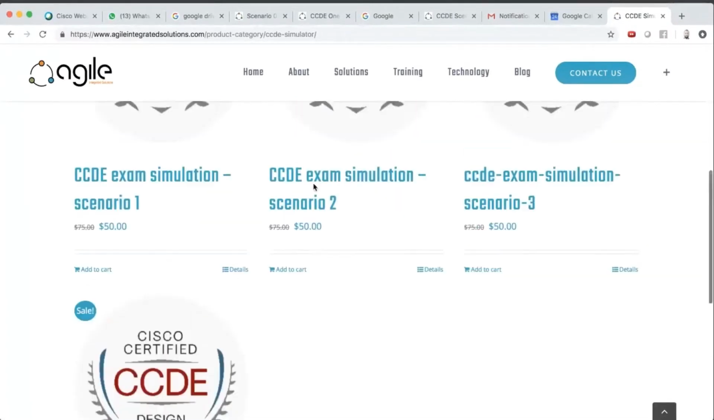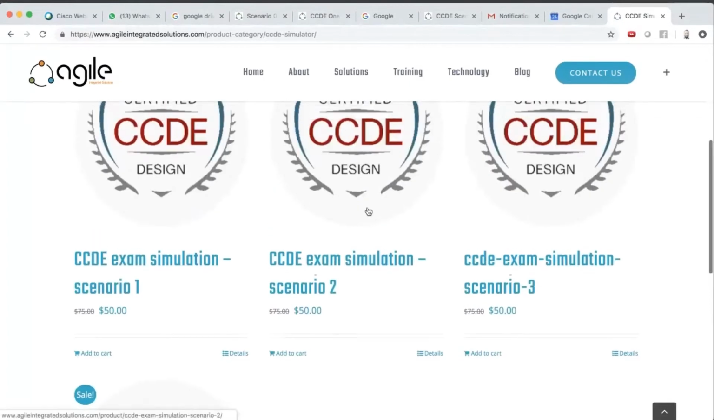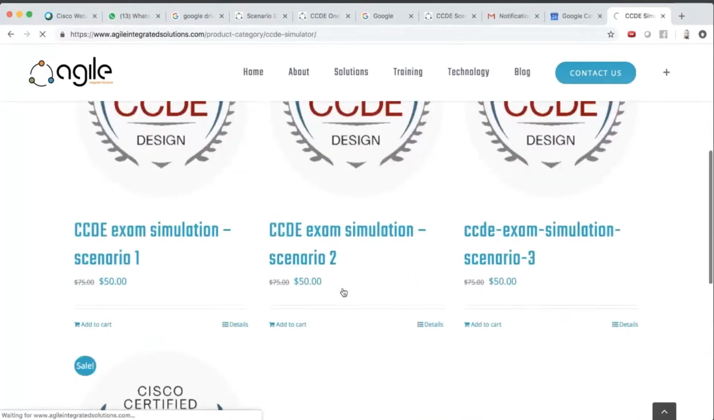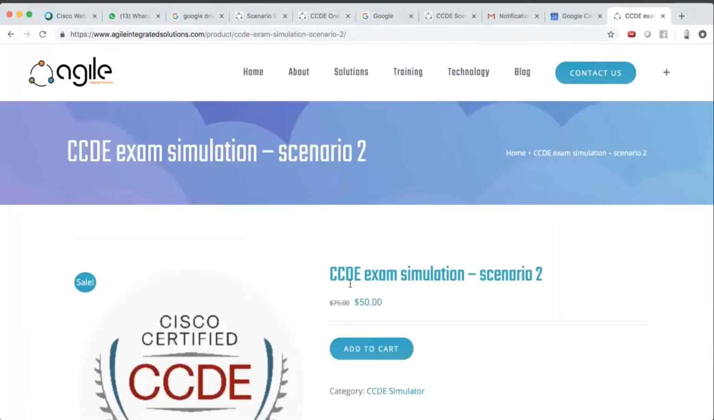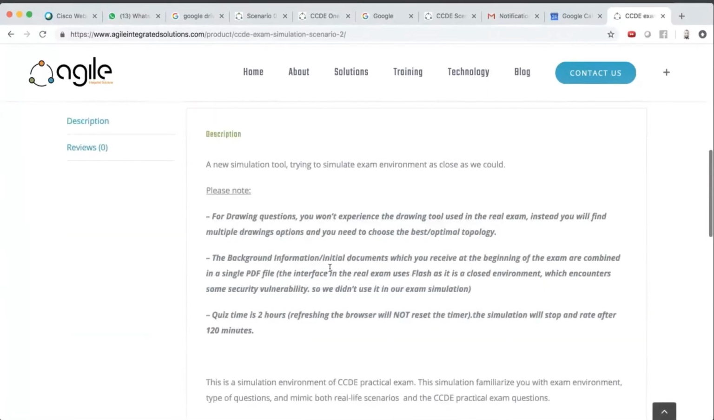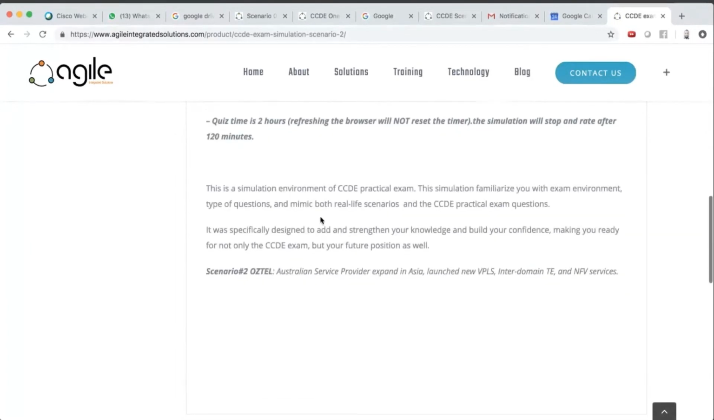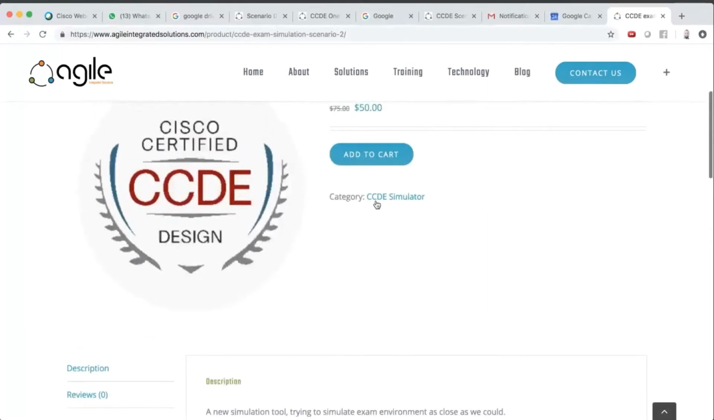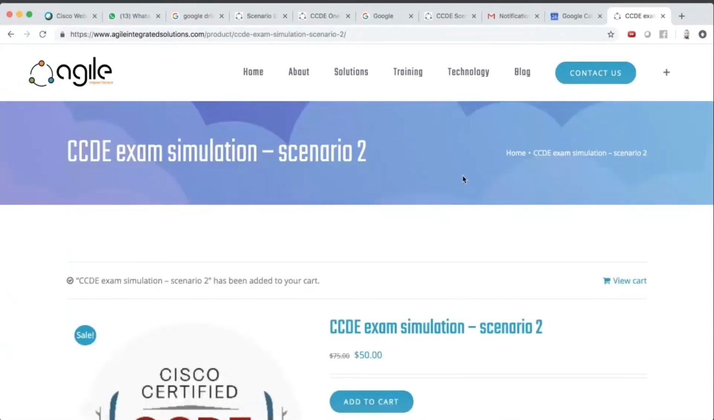Nice. So let's say I will go for simulation 2 because it's service provider. So you click here, and you'll get more information about the simulator, how it looks, and what it covers. This is an Australian service provider. So you decide, yes, okay, I will add it to cart. And then you pay through the normal payment process using credit card or PayPal.